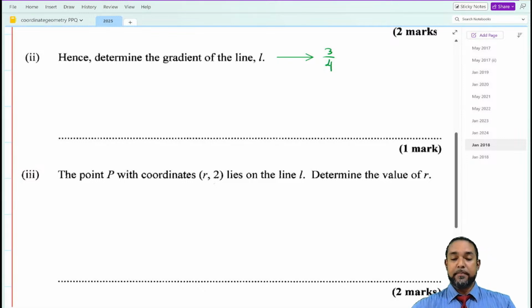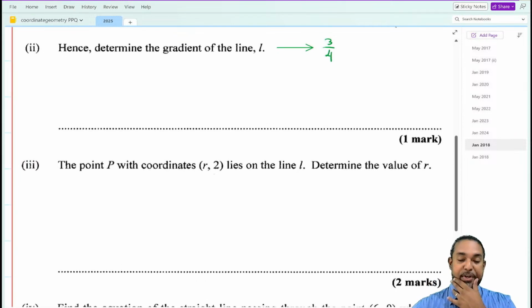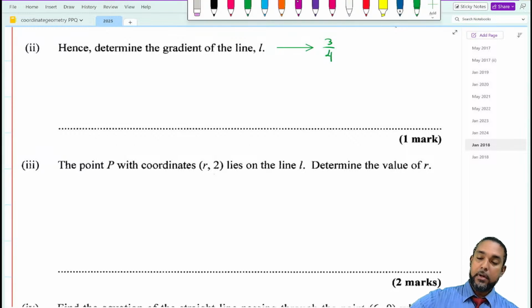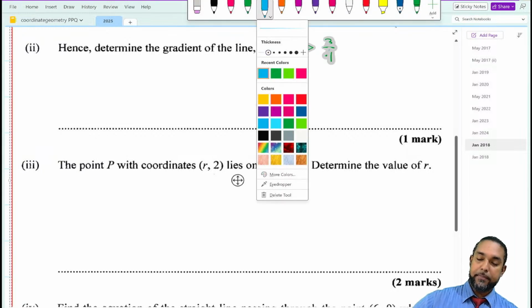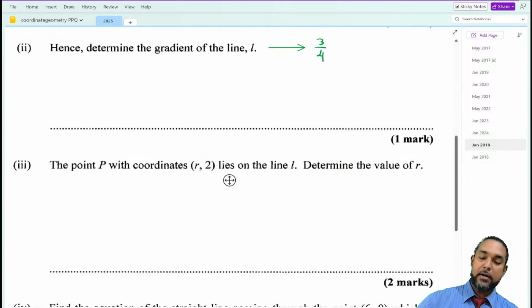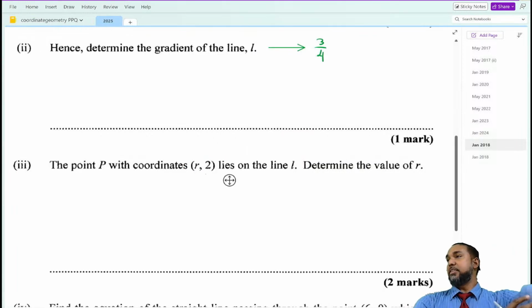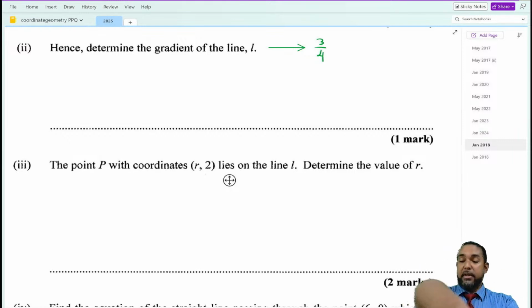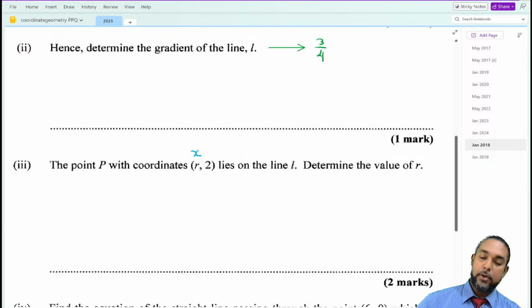Okay, so the next piece here says the point P with coordinates R and 2 lies on the line L. Determine the value of R. Now, let's take a little reread and see what it's saying. Every point has 2 coordinates, an X coordinate and a Y coordinate, right? The X coordinate comes first, the Y coordinate comes second. So in this case, which item is the X coordinate, R or 2? R, which makes 2 the Y coordinate.